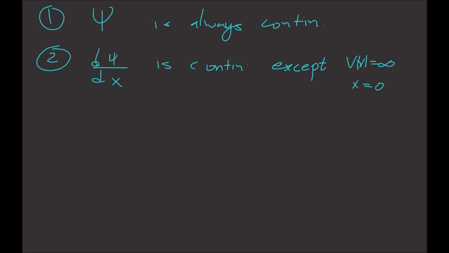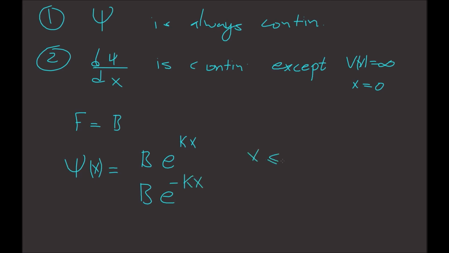So looking at the first boundary condition, it tells us that f has to equal b. So our solution psi of x is going to have to be equal to b times e to the kx, for x less than or equal to 0, and b times e to the minus kx, for x greater than or equal to 0. This is what continuous means, right?